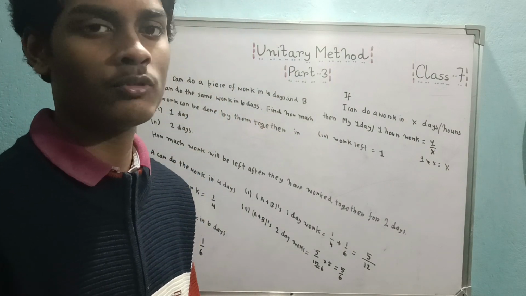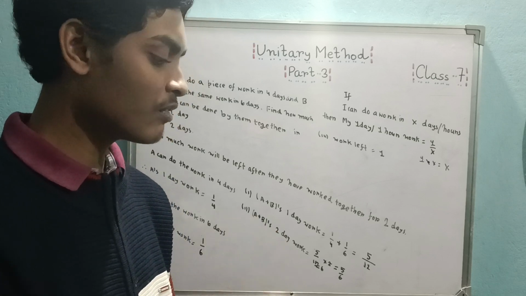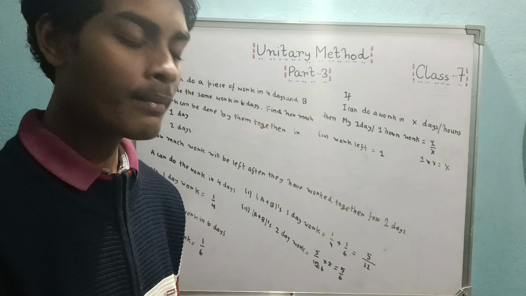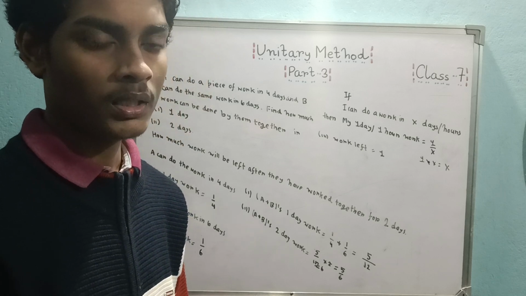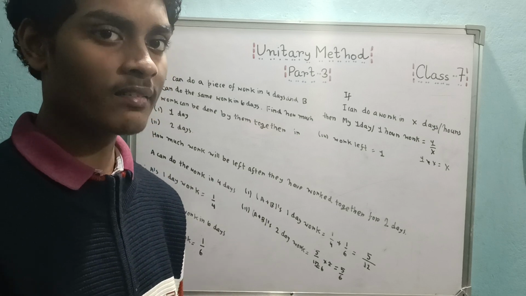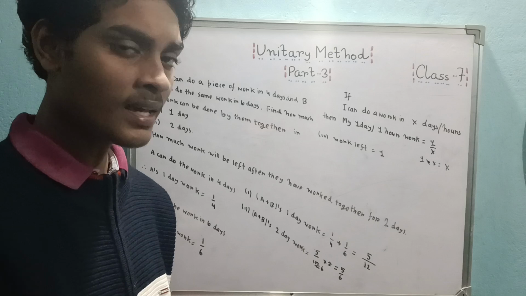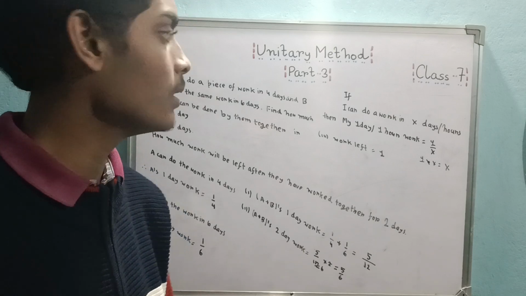Consider any task. I told you the example of the chair. Your task is to build the whole chair. You have completed 3/5 of the construction of the chair. Then your task left is what? Total task minus completed task. Total task is 1 in any case, minus completed task, 3/5. 1 minus 3/5 equals 2/5.